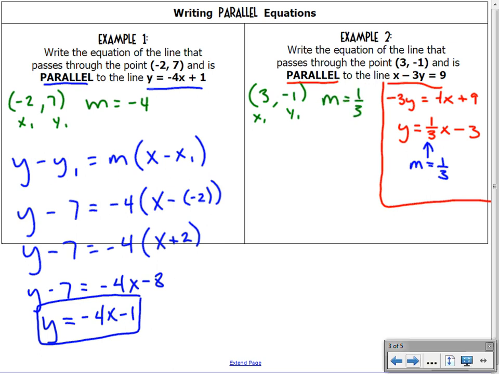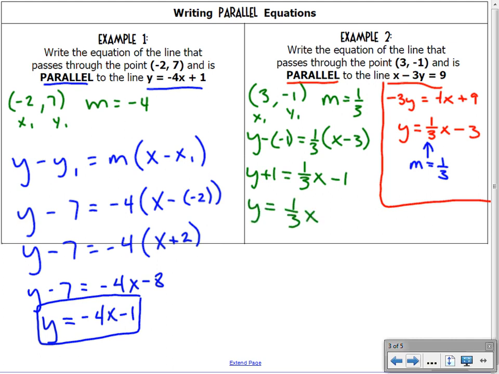So now we use our point slope formula. y minus y1 equals the slope times x minus x1. So let's change this to y plus 1 since we're subtracting a negative. Let's distribute our slope of 1/3. And then to get y by itself, we would subtract 1 from each side. So when we're finished, our equation is y equals 1/3 x minus 2. And again, we can verify that our two equations are parallel because they have the same slope of 1/3 and different y-intercepts.